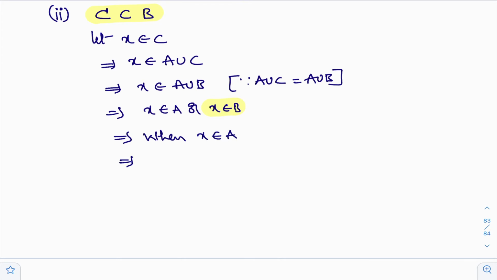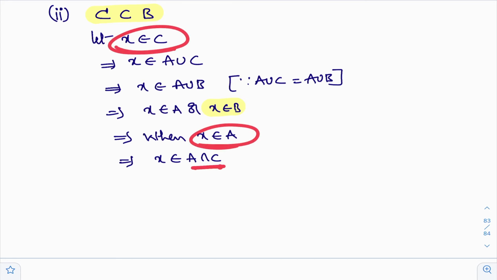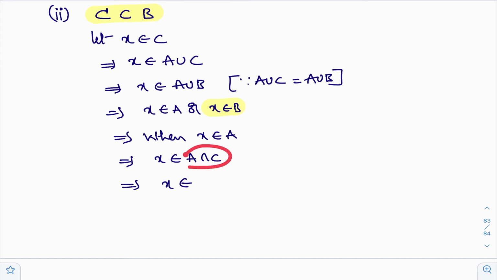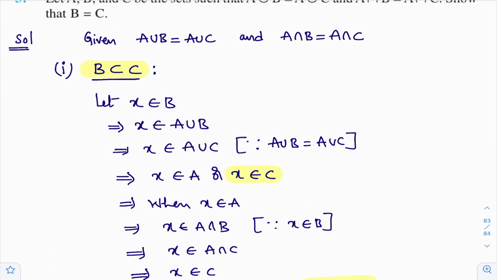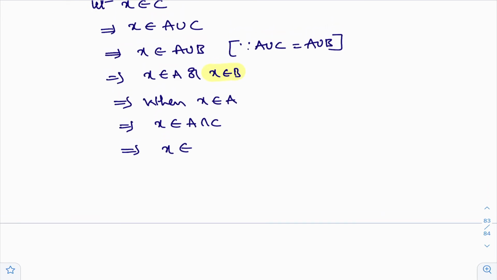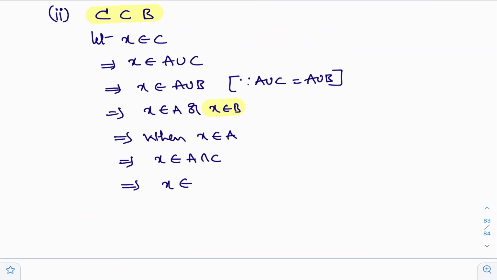Okay, look here, when X belongs to A, as I started with X belongs to C, I can easily write that X belongs to A intersection C. X belongs to A as well as X belongs to C. So X belongs to A intersection C, and you see A intersection C is the same as what they gave in the data: A intersection C is the same as A intersection B. In place of A intersection C, I can write A intersection B, because they gave A intersection C is the same as A intersection B.